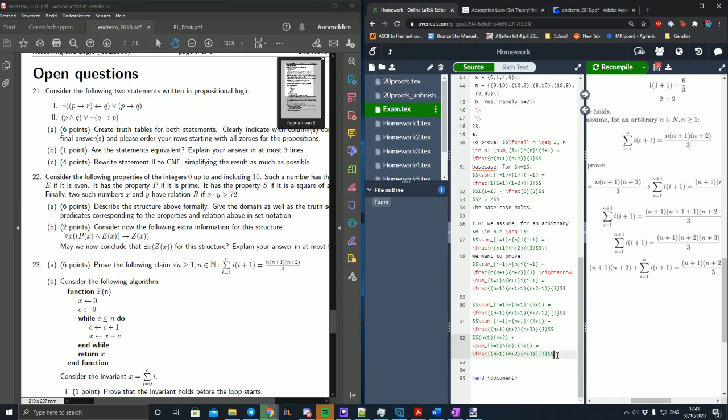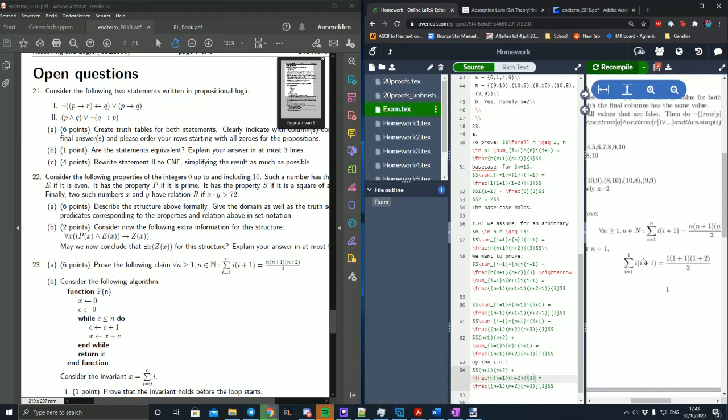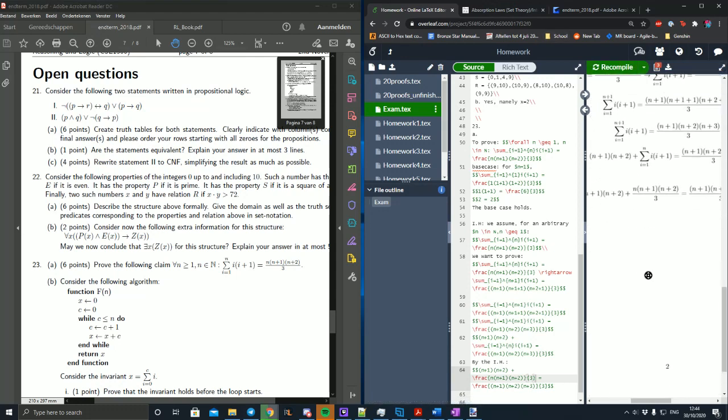Okay, and then we can say by the induction hypothesis, and we can copy this thing, but we can replace the summation with this. So we can say this summation is equal to this fraction. I forgot to copy a thing. If I don't copy one thing, it's going to complain. Okay, so now we have this, and we want to make it equal to this.